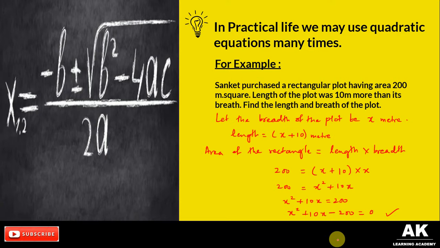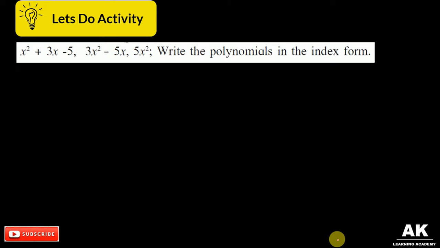All right, so now let's do one activity here. We have three equations, that is x square plus 3x minus 5, 3x square minus 5x and 5x square.